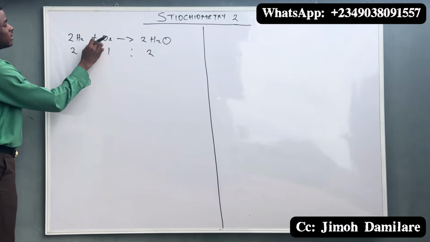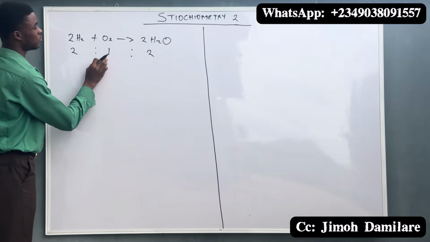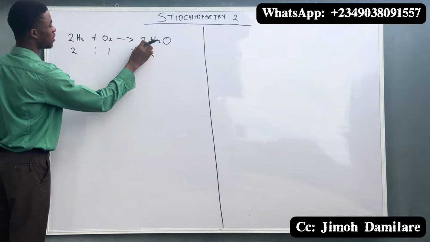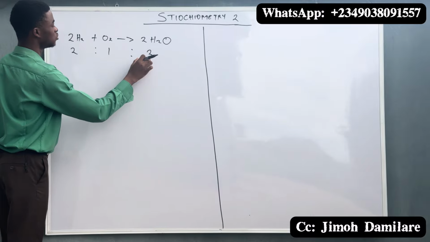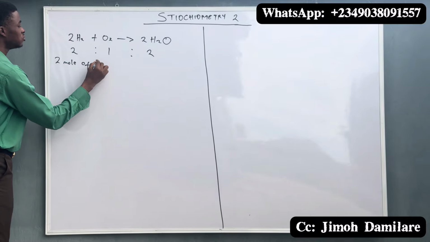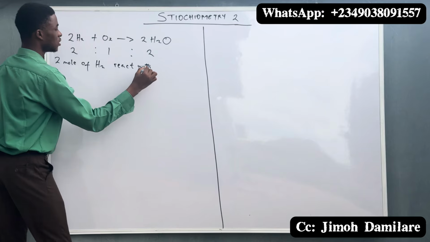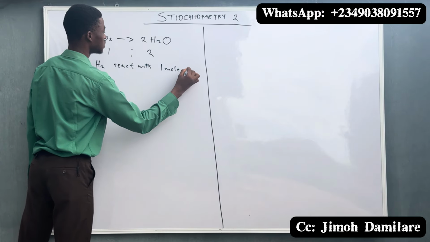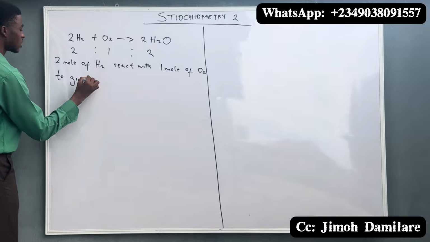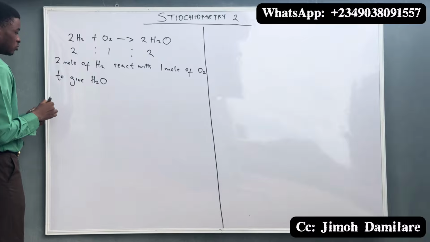And this oxygen, the number in front is 1, but you can't see it, so we can just assume it is 1. That is how we get the mole ratio to be 1. And lastly, the water, which is the compound here, the number in front is 2, which is the coefficient. And that is how we get the mole ratio to be 2. So in this case, we can say 2 mole of hydrogen, which is H2, react with 1 mole of oxygen, which is O2, to give water, which is H2O. So we can say to give 2 mole of water. Let me just put 2 mole of water in this case.